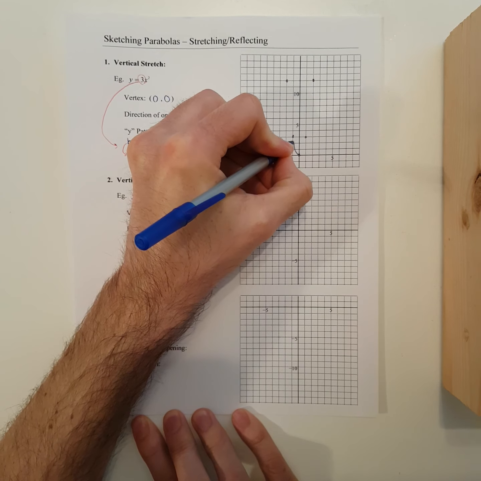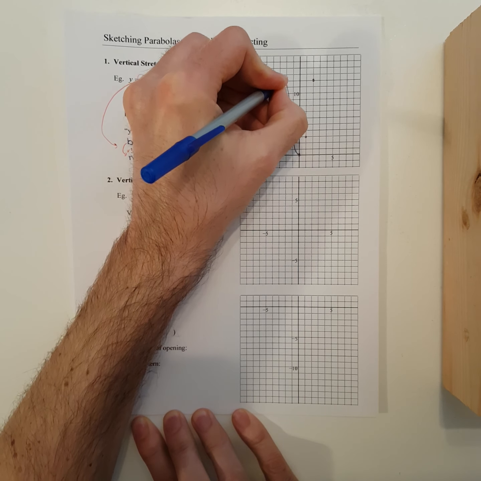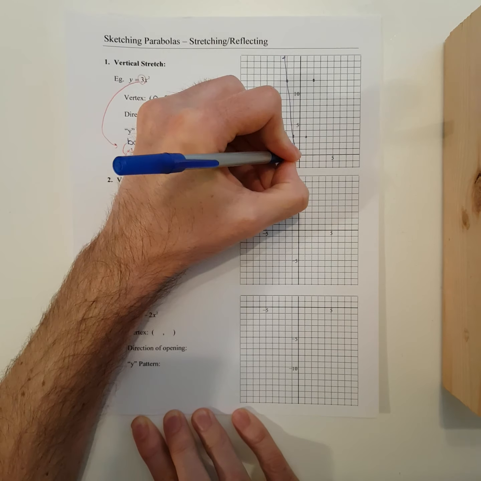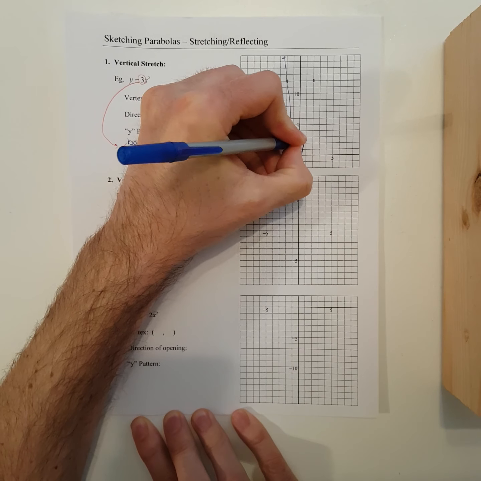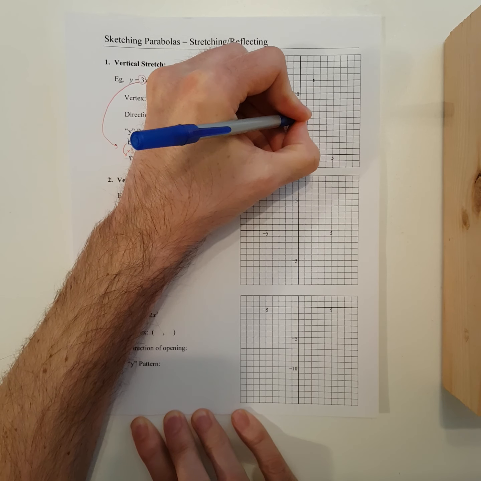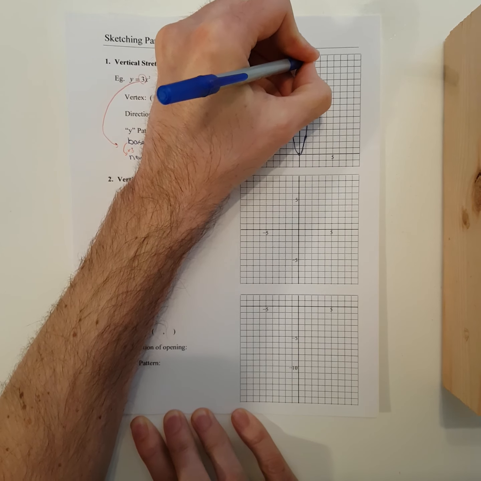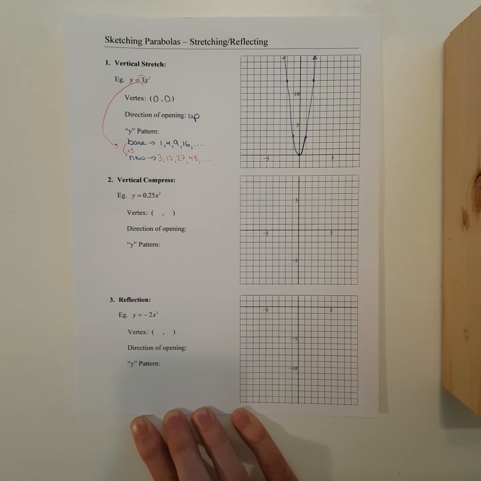Sometimes when they get skinny, these are a little bit tricky to graph. You do the best you can to draw this really skinny looking parabola. Okay, and there's our graph.